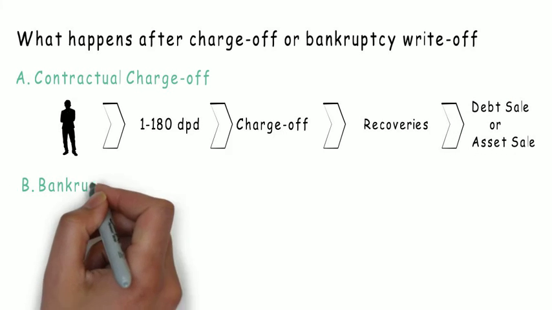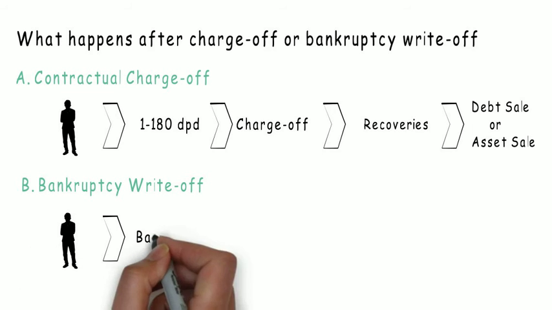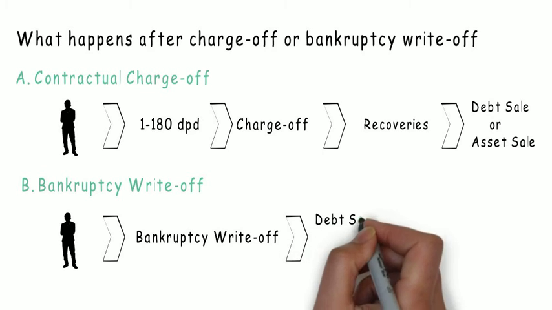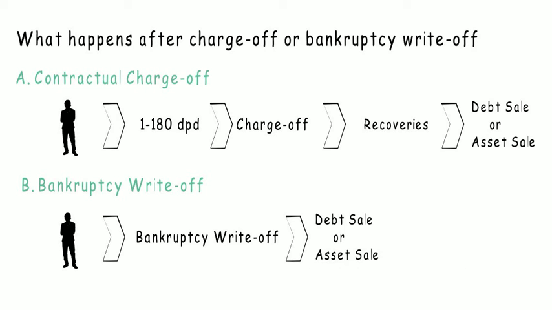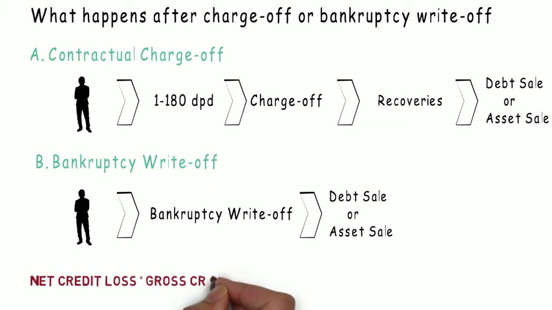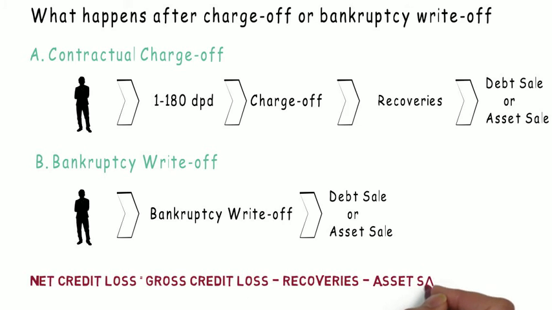In case of bankruptcy write-off, since the bank does not have the right to collect on those accounts and many of those accounts have very limited ability to make payments, the bank immediately sells those accounts. So then what is the final loss to the bank? The final loss to the bank, also referred to as net credit loss, is equal to gross credit loss minus any asset sales and recoveries.